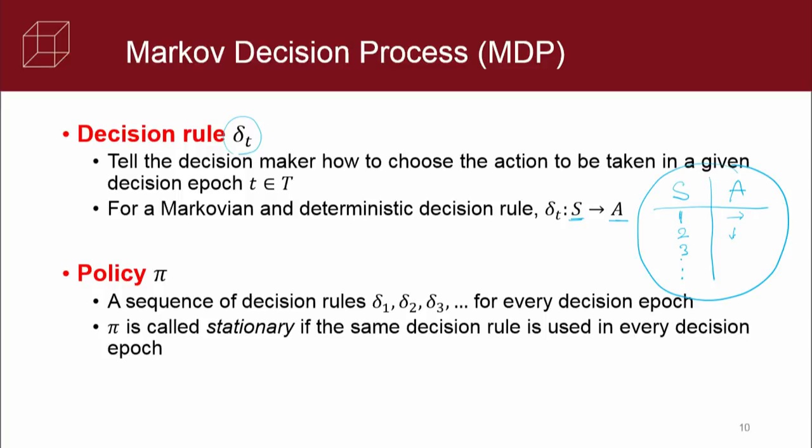And the policy pi is a sequence of the decision rules for each stage. And in the next sessions, we will talk about the stationary policy, and that means we have the same decision rule in every stage or decision epoch.